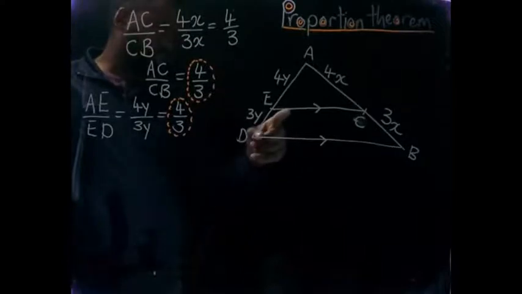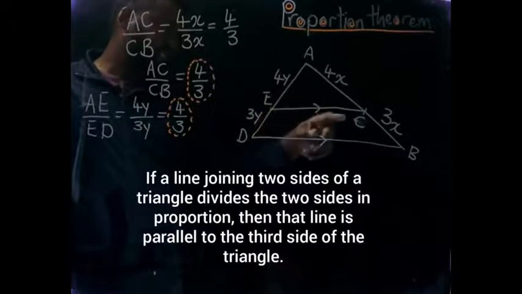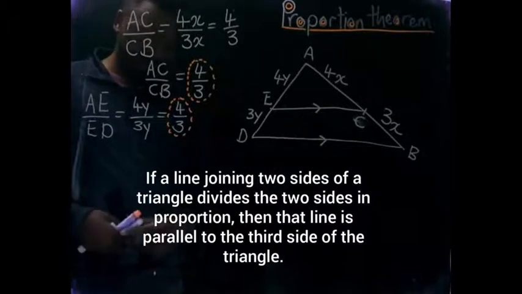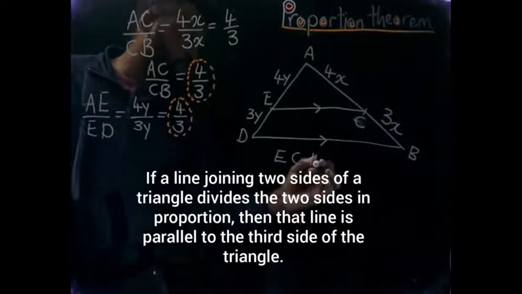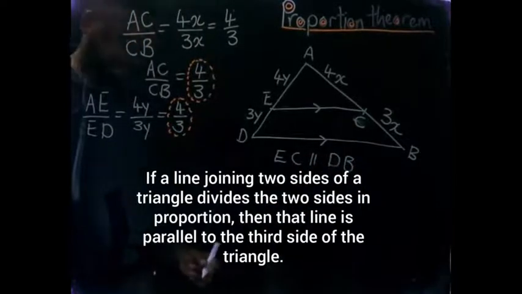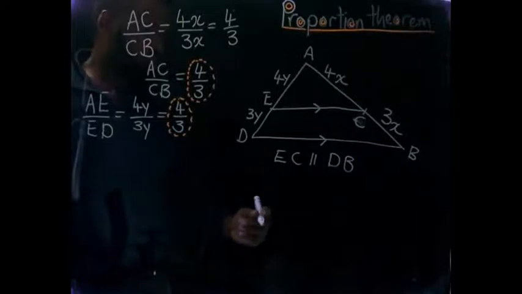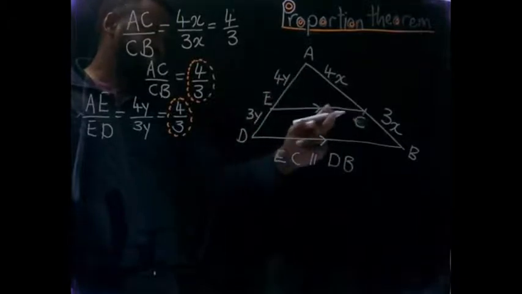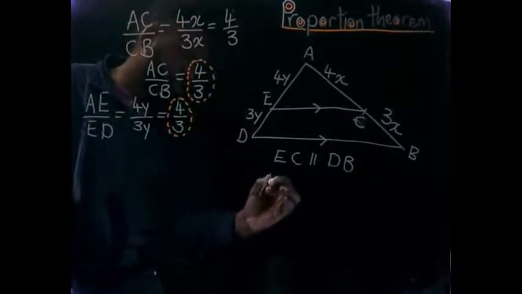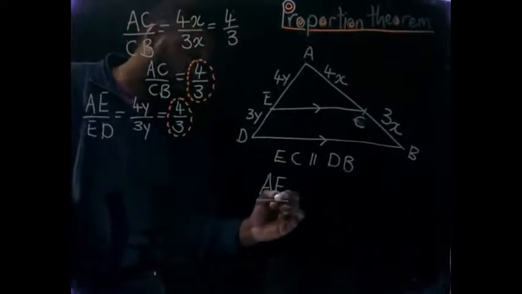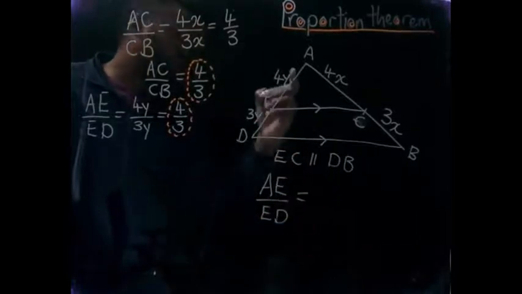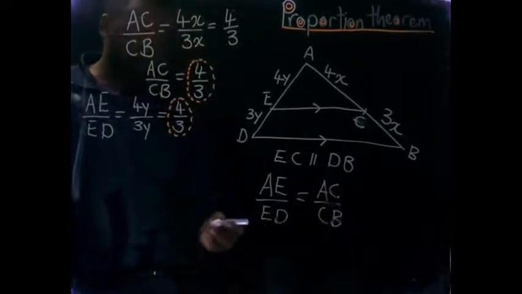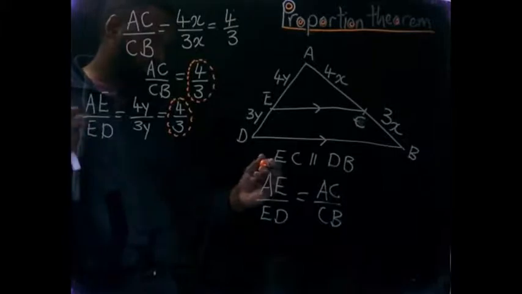Okay. Now, you'll discover that if you join these 2 points that have divided the 2 sides using the same ratio, this line that you draw, EC, becomes parallel to DB. Interesting. So now, when we've got a line that is drawn parallel to the base of the triangle, we know that this line EC divides the two sides into proportion. We can now write AE over ED is equal to AC over CB. And that is the basis of the proportion theorem.